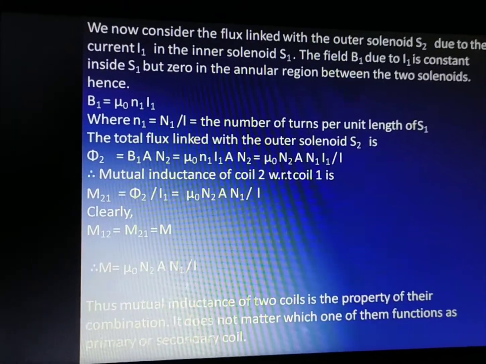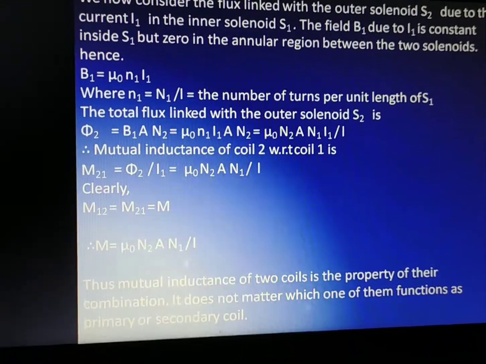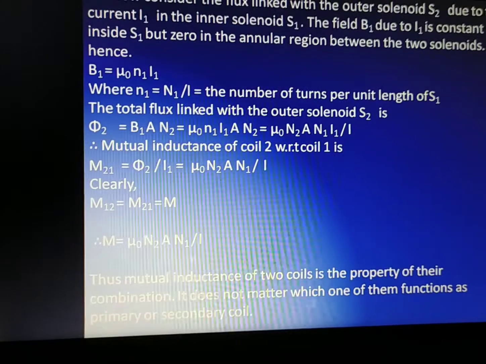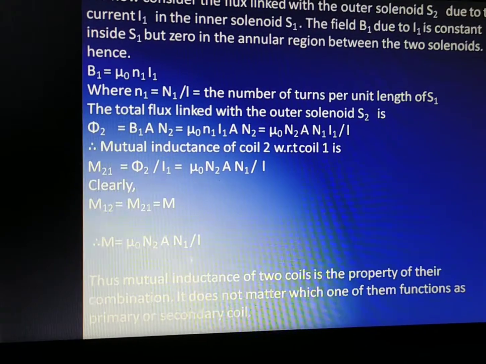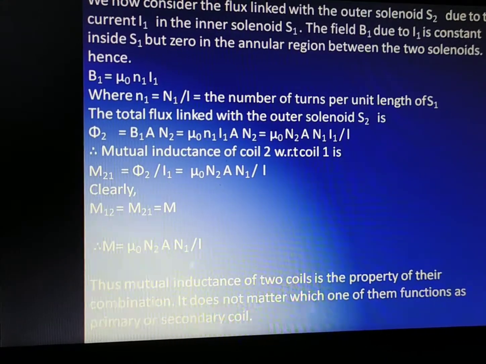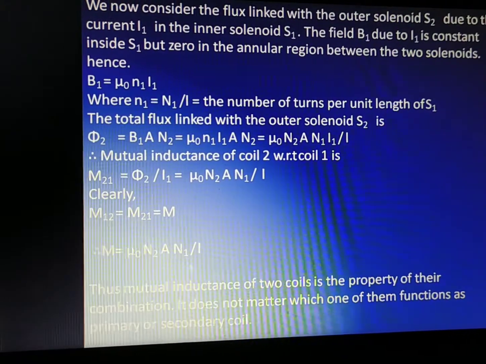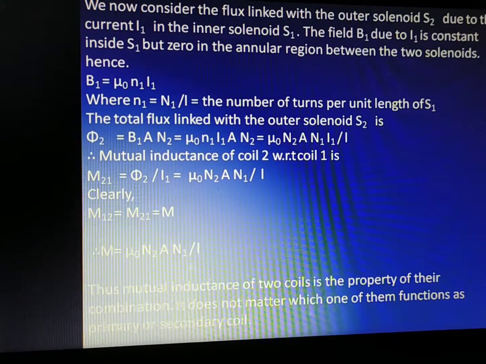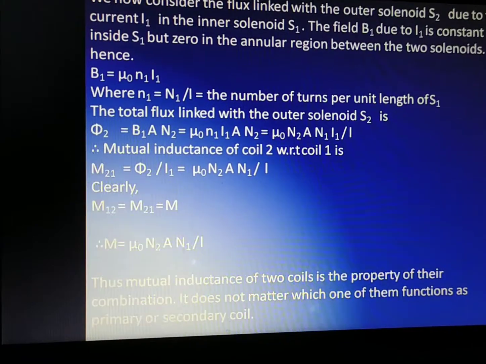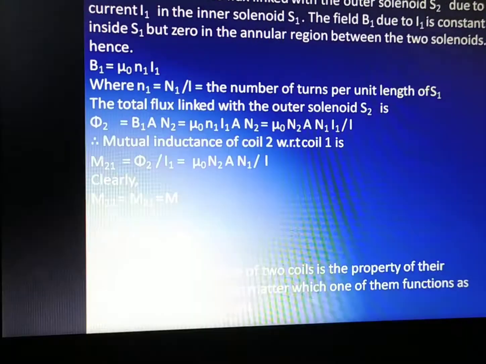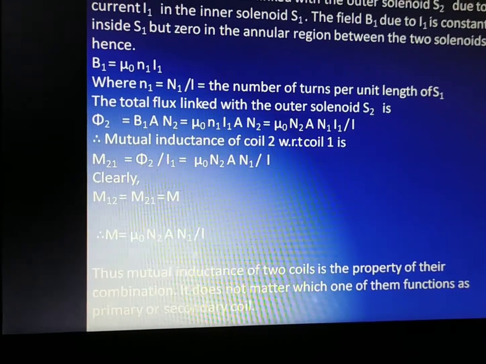Okay, so we can write M12 equals M21, the mutual inductance linked with both the coils is the same. So what will be the value of mutual inductance? As you can see, it will be mu naught N1 N2 A divided by L. So we can say that the mutual inductance of two coils is a property of their combination. And this property does not depend on which coil we are treating as primary and which as secondary. Okay, so this was all about mutual induction.